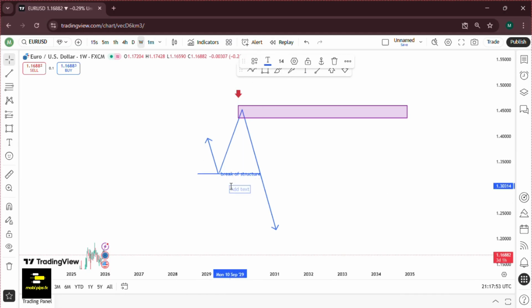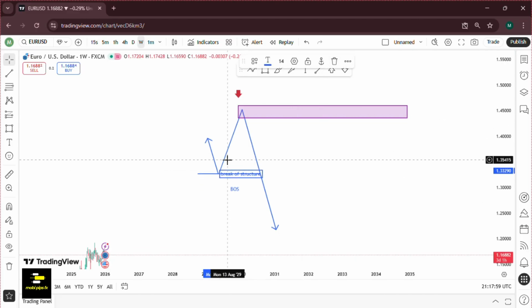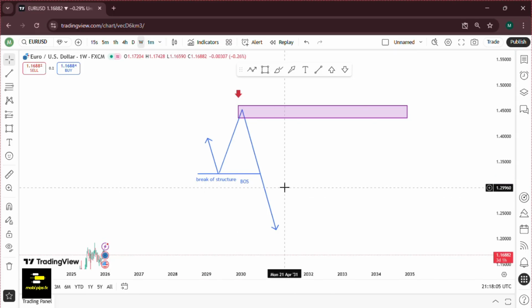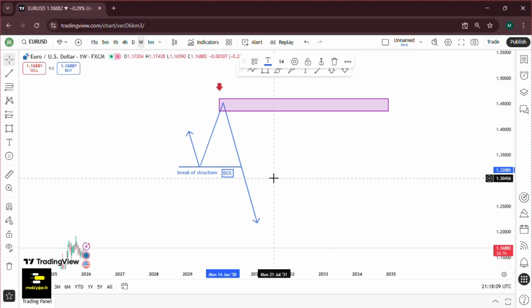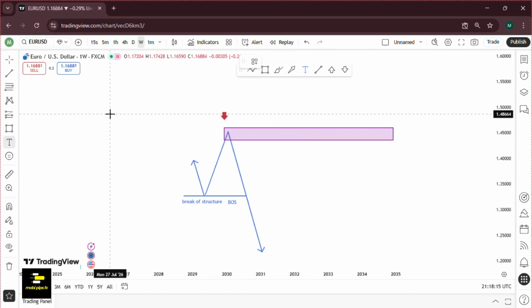A BOS, a break of structure. Whenever you see a BOS, it means break of structure. That is what happened. This whole thing you're seeing here is what we call a swing structure. Remember, we are under the three types of market structure. So this is a swing structure.